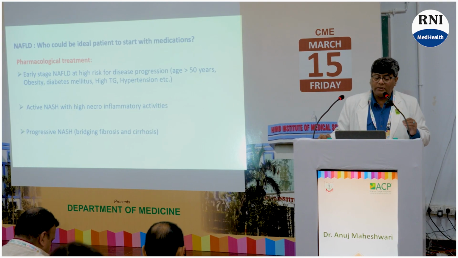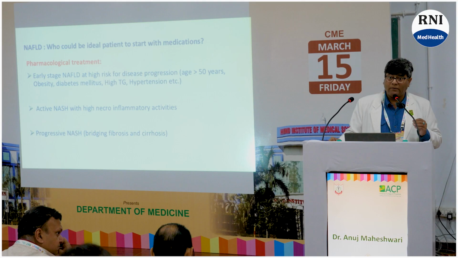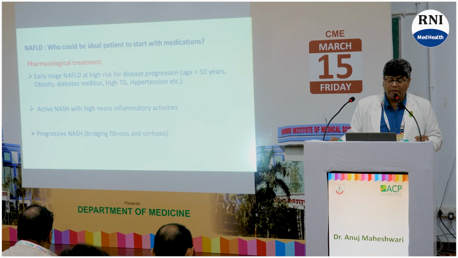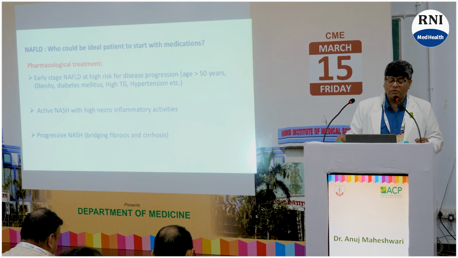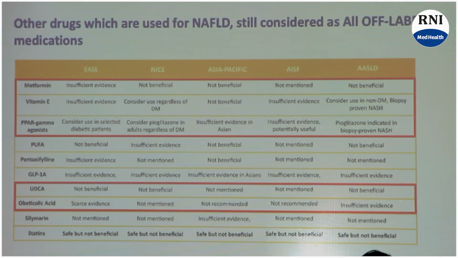Those who are in the early stages of NAFLD at high risk for disease progression, age more than 50 years, having obesity, type 2 diabetes, hypertriglyceridemia, and hypertension, having active NASH with high necroinflammatory activity, and this NASH is in the progressive stage with bridging fibrosis and cirrhosis. They are the candidates for pharmacotherapy.